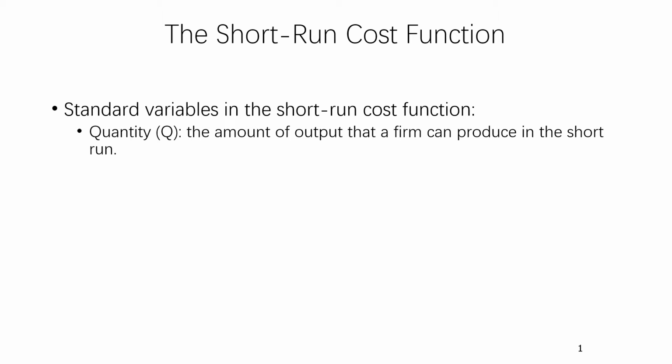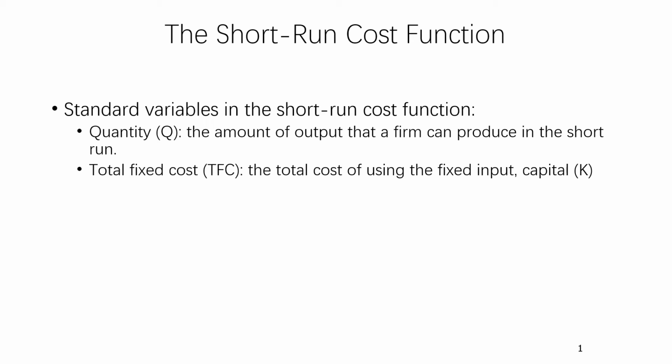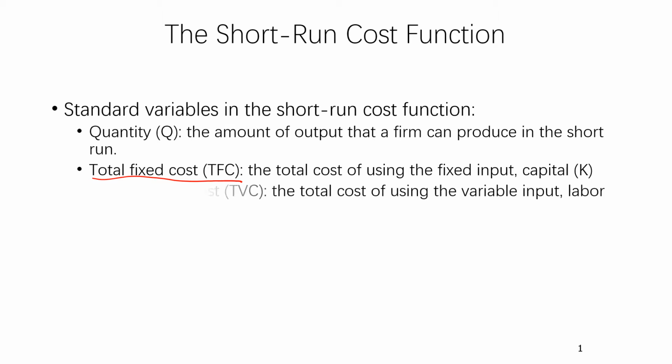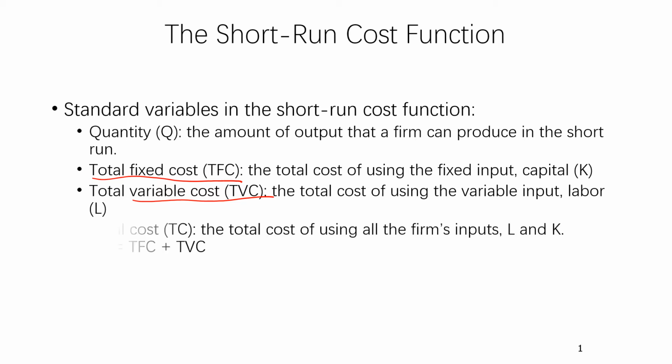Okay, for the costs, there are a number of important concepts here. First, we have fixed cost, which is the cost associated with the fixed input, which is capital. And we have variable cost, which is the total cost of using the variable inputs, that's labor. So the total cost is just the sum of the fixed cost and the variable cost.